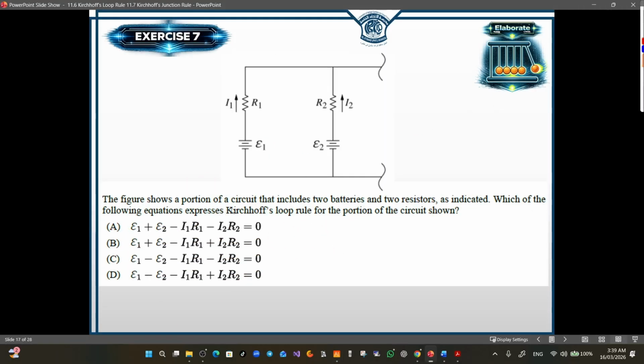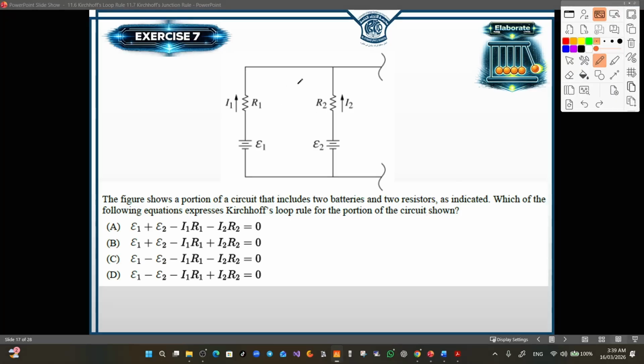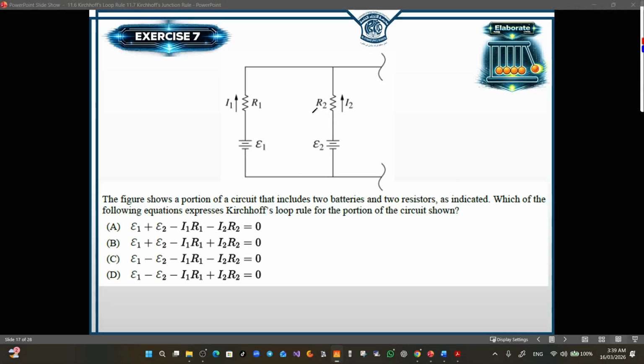The figure shows a portion of a circuit that includes two batteries and two resistors as indicated. Which of the following equations express Kirchhoff's loop rule for the portion of the circuit shown? Now here we have a single circuit or a single loop. As you can see from the choices, E1 should always be positive. So I will choose my direction of rotation such that I'm entering the negative terminal of my battery in E1. So this is the negative terminal, which means the direction of the loop should be in this way, and this way is clockwise.